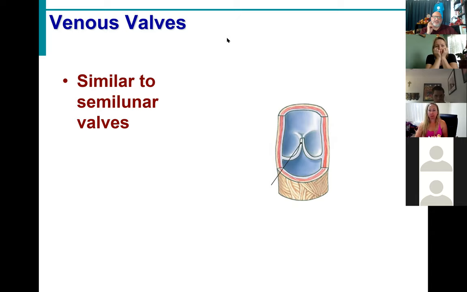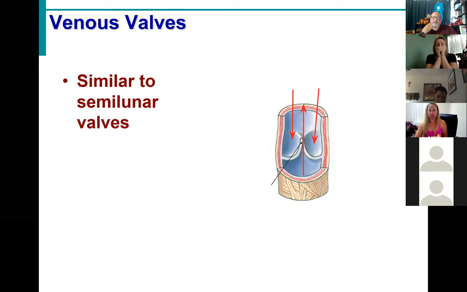Notice if you look at these valves, they look very much, in fact they're almost identical to the valves that we found in the heart, the semilunar valves. At rest, they're closed, but if we can form a large enough force, we can force the blood up through those valves, and when the blood tries to go back down, it bounces into that cusp and closes the valve. And so it keeps the blood going in just one direction.